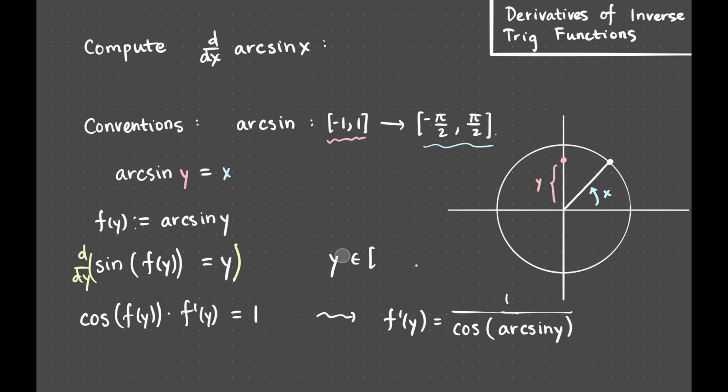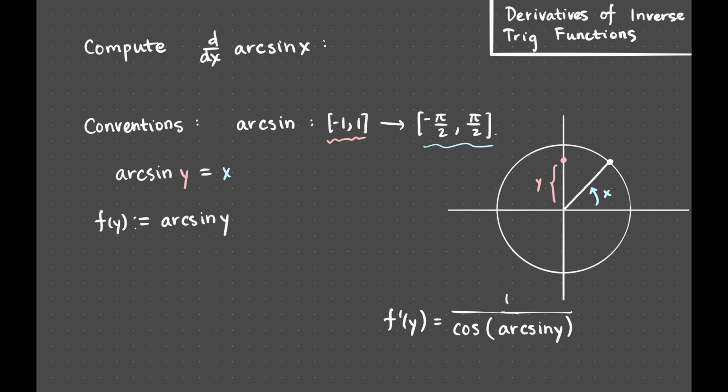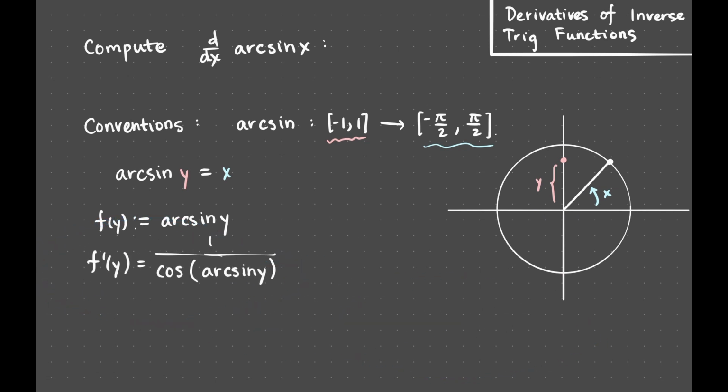Now, this expression of f prime is okay, but it might be possible to simplify it further. Indeed, arcsine is the inverse of sine, so maybe there's a neat relationship that allows us to express the quantity cosine of arcsine of y in a more straightforward manner.